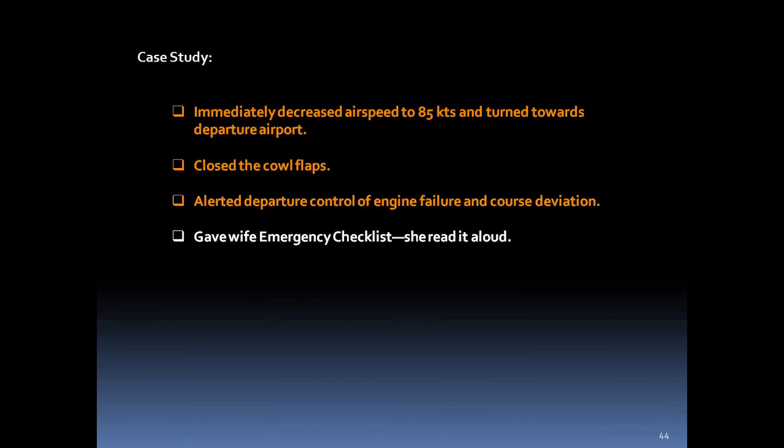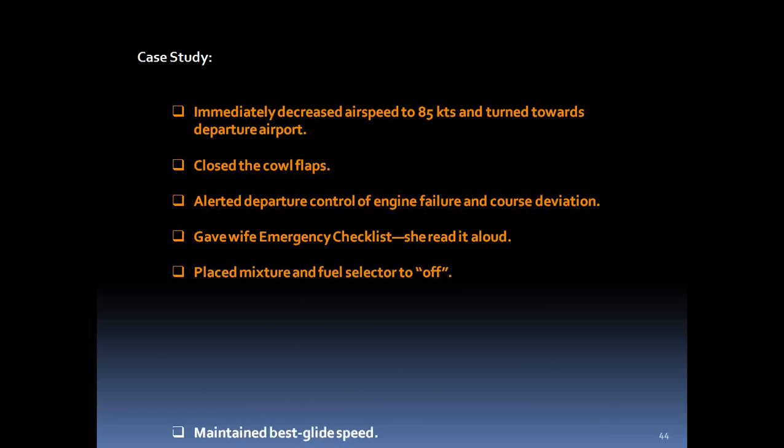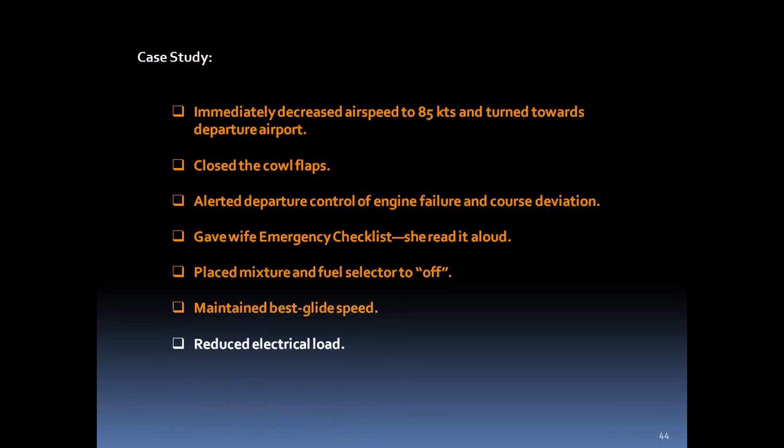He gave his wife the emergency checklist, and she read it to him. So he already had a plan what he was going to do, and he used all available resources rather than him pulling out that checklist and trying to read it while he's trying to keep that baby nailed on 85 knots and pointed right towards the airport. He had his wife read it. She read it out loud to him. He placed the mixture and fuel selector to off. That was part of the checklist, so he followed the checklist. And he maintained that best glide speed and kept her going to the airport.